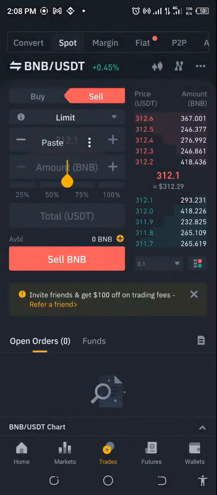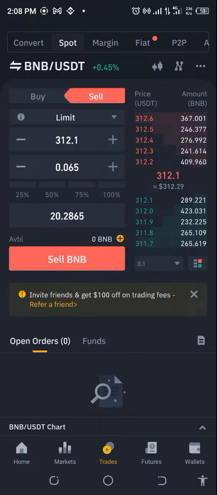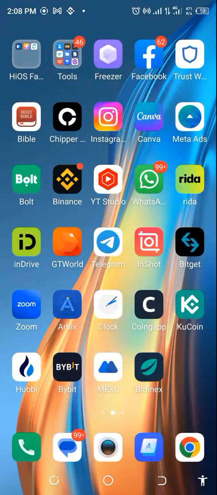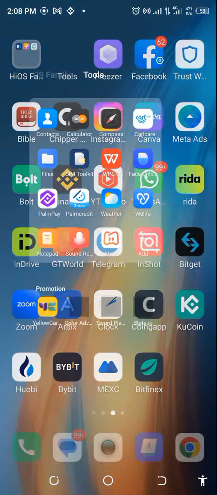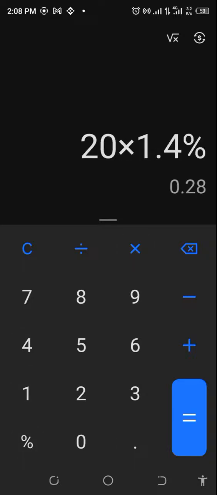Okay, let's go ahead and do this. So we have 20.28. So that's about 1.4%. Is that 1.4%? Something in that range. Let me be sure. Yeah, that's 1.4%. I was thinking of using my calculator just to be on the safe side. So that's 20 times 1.4%. Okay, yeah. So let's go ahead and try this out.